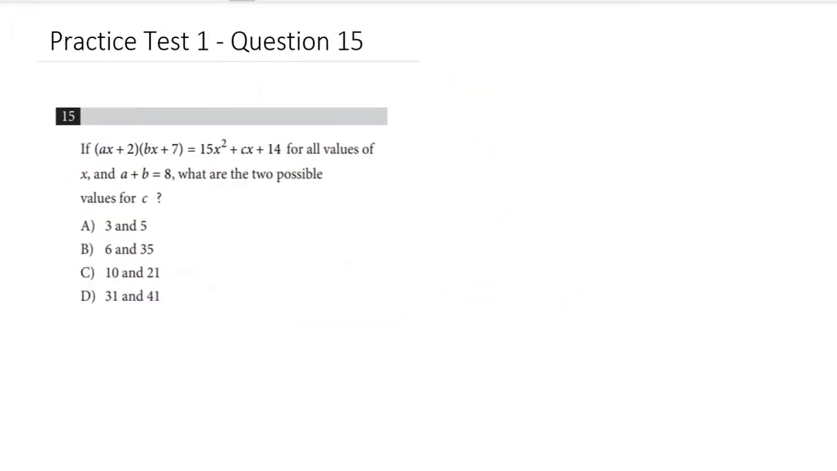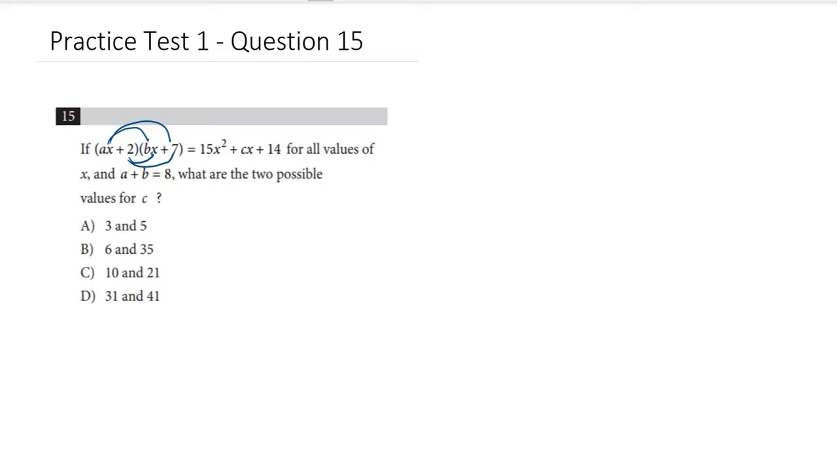Question 15. If (ax plus 2) times (bx plus 7) is 15x squared plus cx plus 14 for all values of x, where a and b are real numbers, and there is another relation, a plus b is 8, what are the two possible values of c? How do we approach this question? We're going to expand this product using FOIL, and we're going to compare it with the expression on the right side of the equation.